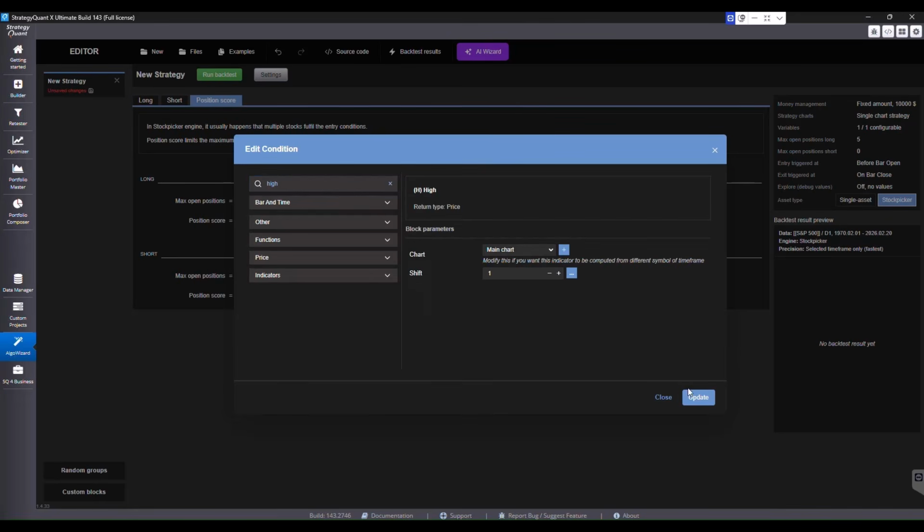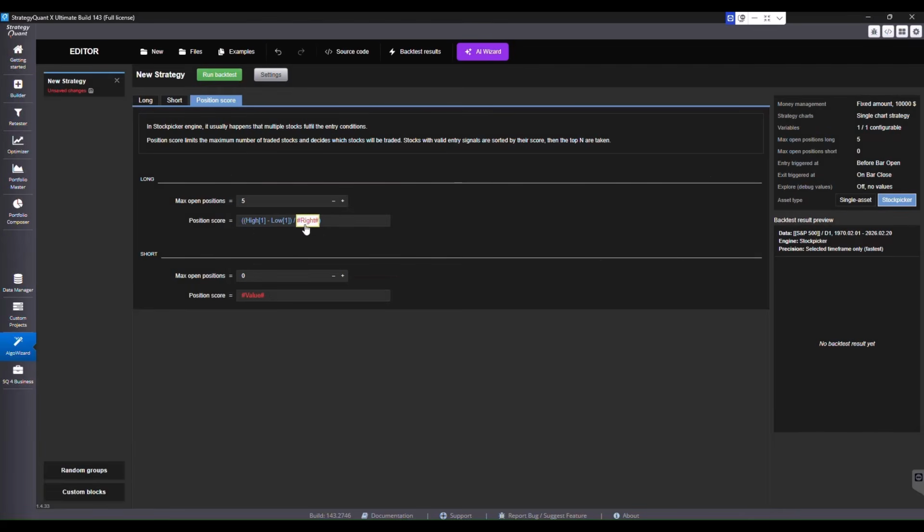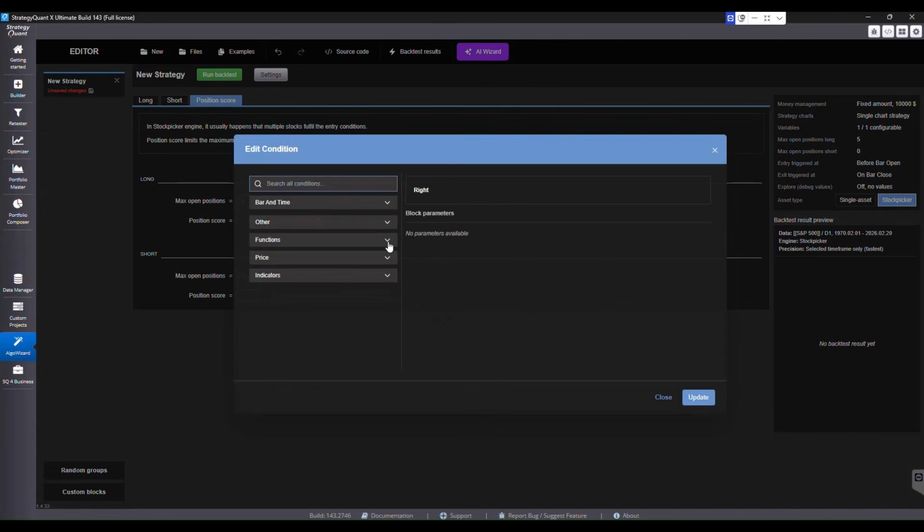The logic here is profound. The smaller the inside bar is relative to the mother bar, the tighter the compression, and the more explosive the potential breakout. By using this ratio as a score, we ensure our capital goes to the setups with the highest potential energy.